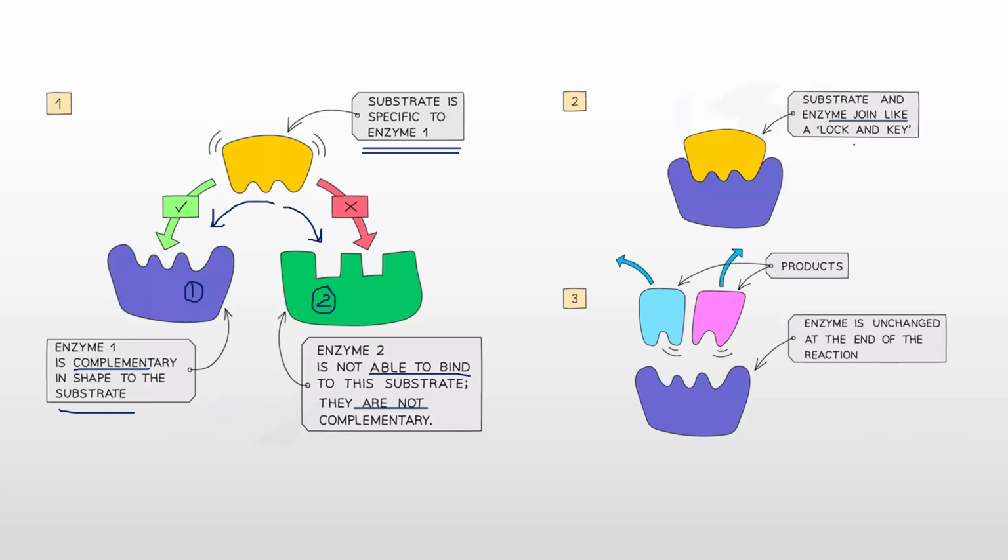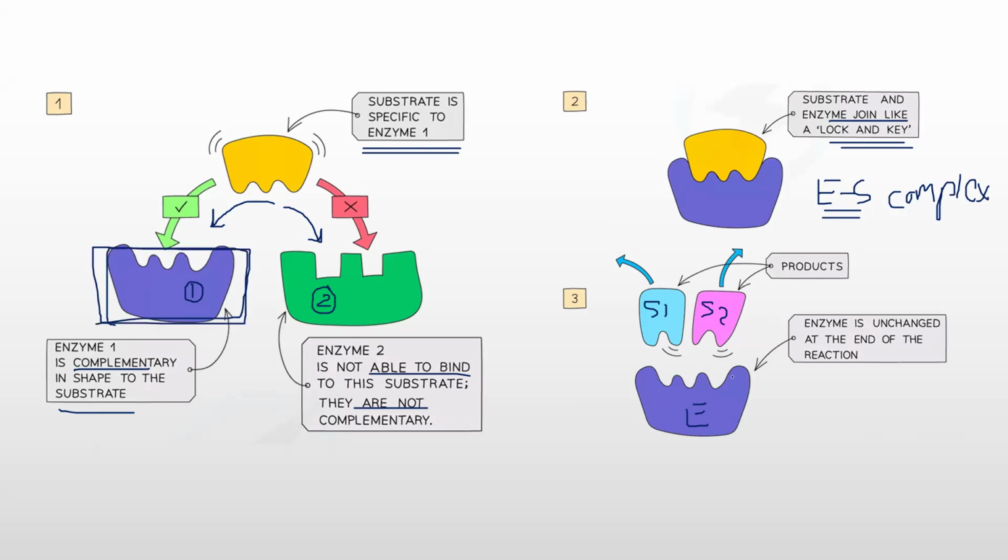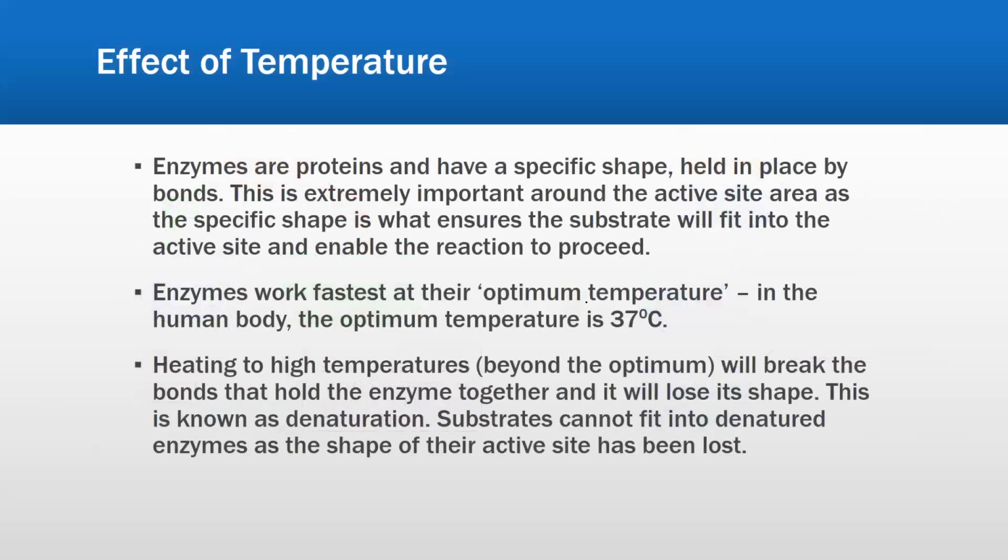Substrate and enzyme join like a lock and key. Here you can see when they form this lock and key, lock and key is a hypothesis. And once they form this enzyme substrate complex, the enzyme is going to speed up the reaction by breaking the substrate into two parts. And the enzyme, you can see, is in the same form that it was in at the start of the reaction, and at the end of the reaction it's still the same. Unchanged.